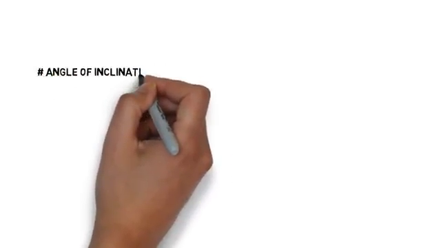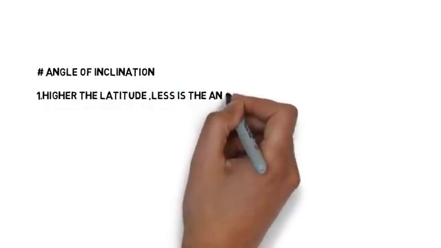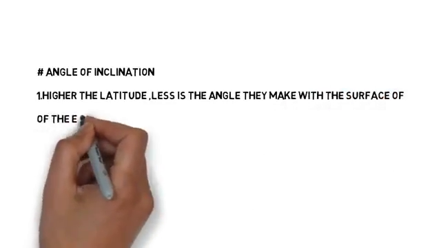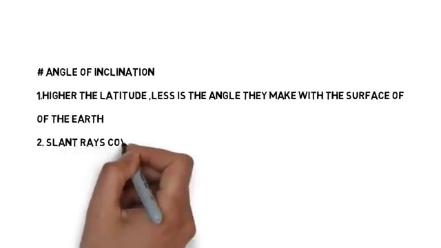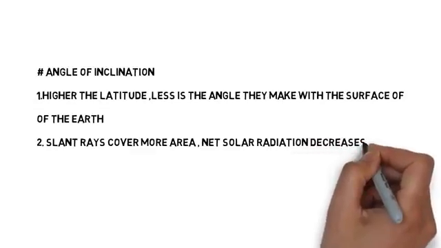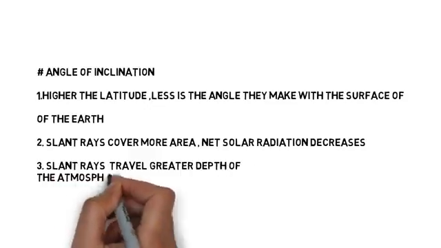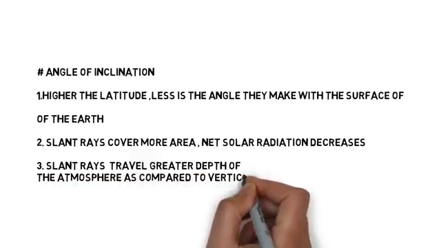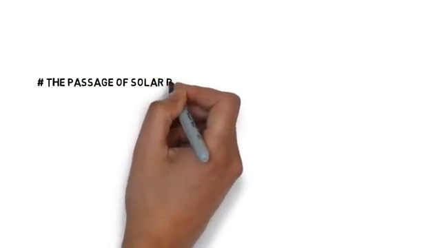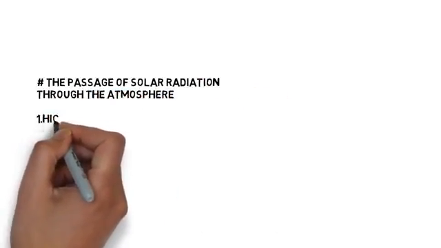The second factor, angle of inclination, also influences the insolation. The higher the latitude, the smaller the angle that the rays make with the surface of the Earth, and second, the slant rays cover more area and therefore net solar radiation decreases. And when they travel through more area, they travel through a greater depth of the atmosphere, so much of the energy is absorbed, scattered or reflected back. This is the reason that the tropical region receives maximum insolation while polar regions receive less insolation. Third factor is the passage of solar radiation through the atmosphere.